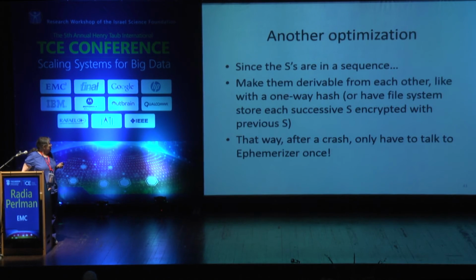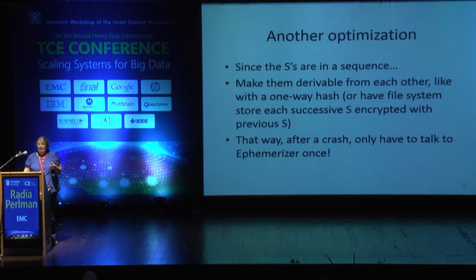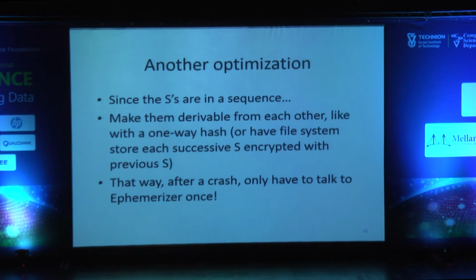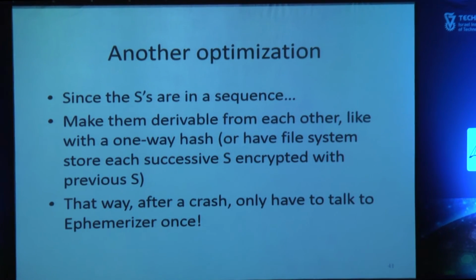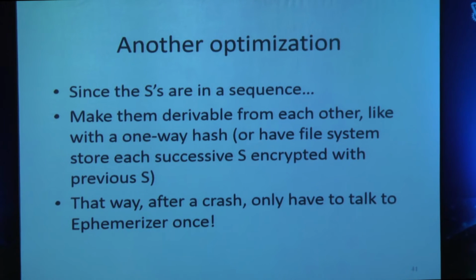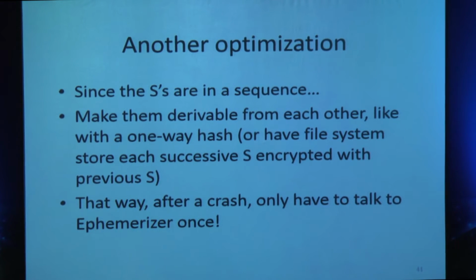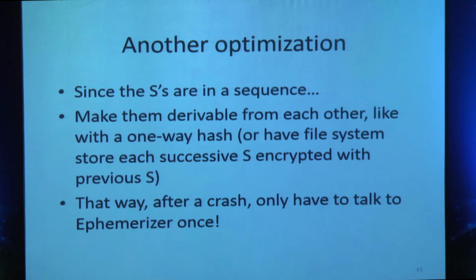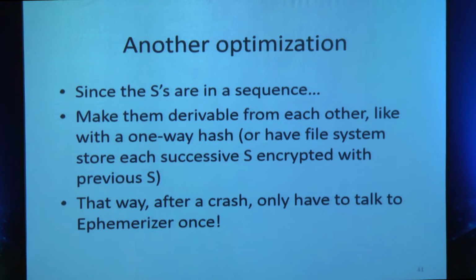Since there's no reason why the January 2nd key has to be a totally independent number from the January 1st key, you could make the January 2nd key be a one-way hash of the January 1st key, and the January 3rd key be a one-way hash of the January 2nd key. And if you don't know about one-way hashes, it's okay. You could store the January 2nd key encrypted with the January 1st key, and then store the January 3rd key encrypted with the January 2nd key.